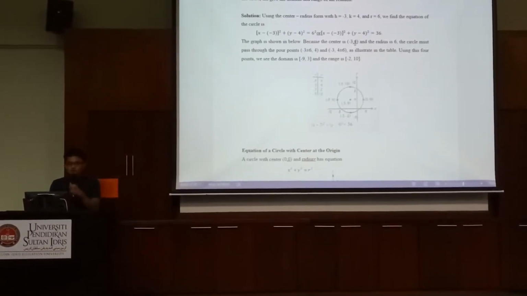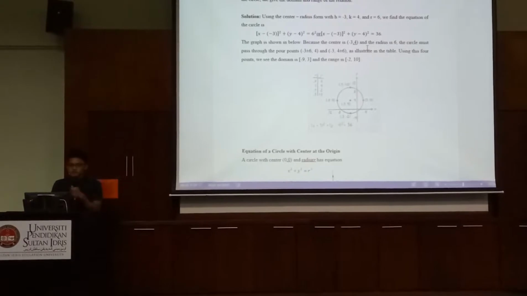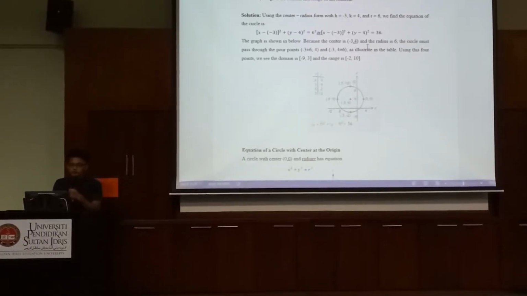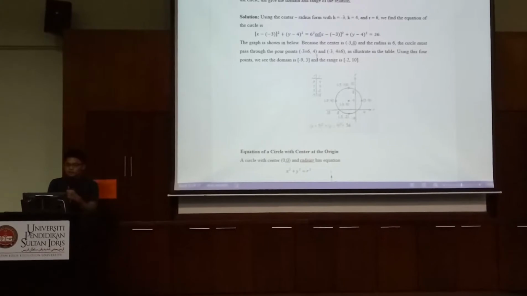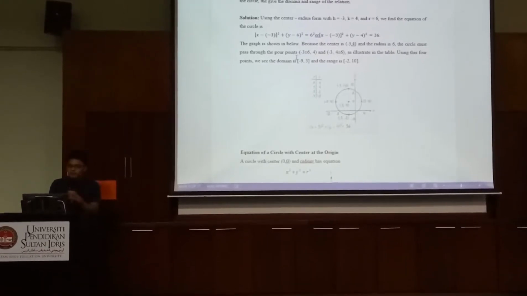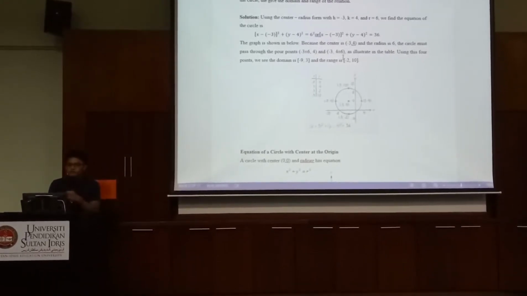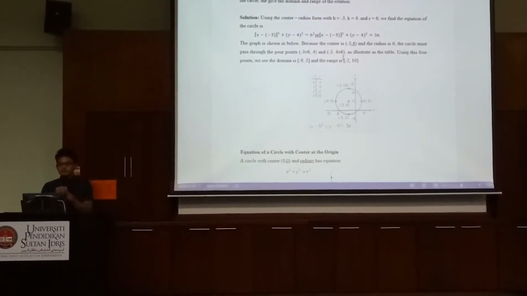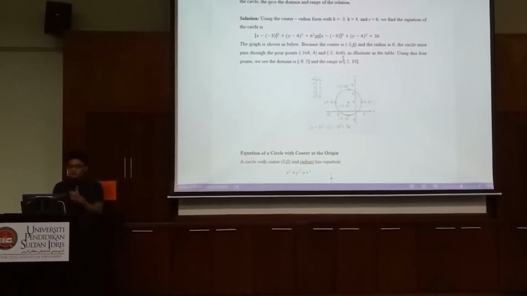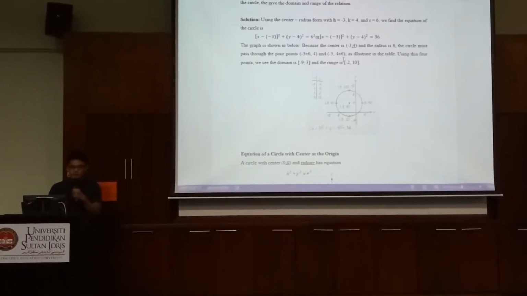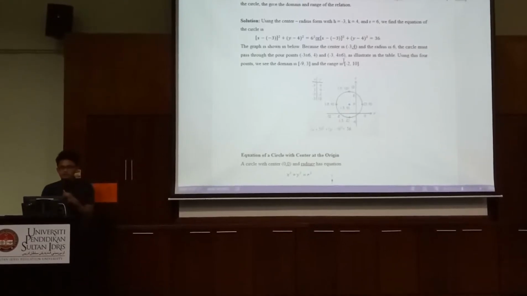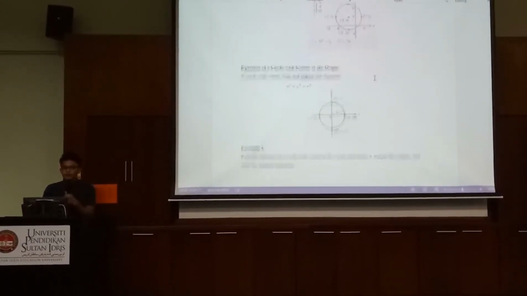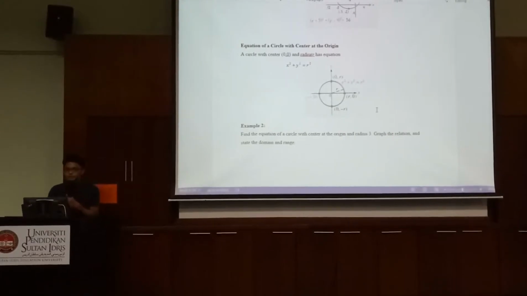Because the center is (-3, 4) and the radius is 6, the circle must pass through the 4 points, which is (-3 plus minus 6, 4) and (-3, 4 plus minus 6). As illustrated in the table, using these 4 points, we see the domain is -9 to 3, and the range is -2 to 10. Okay, itu adalah satu contoh untuk circle.